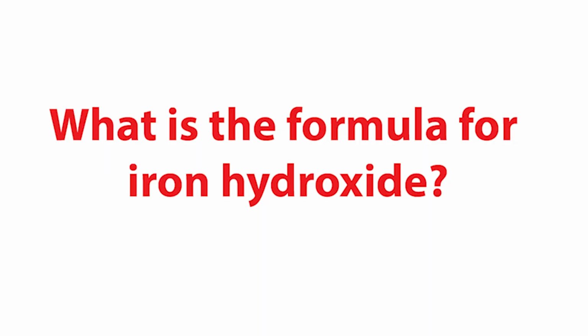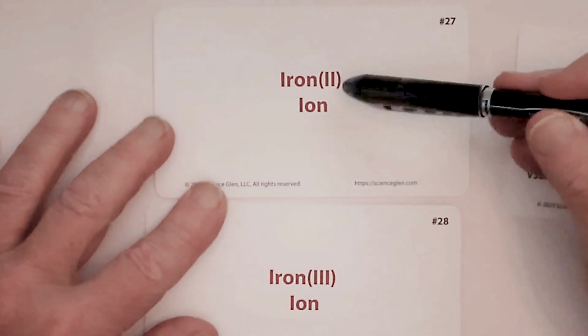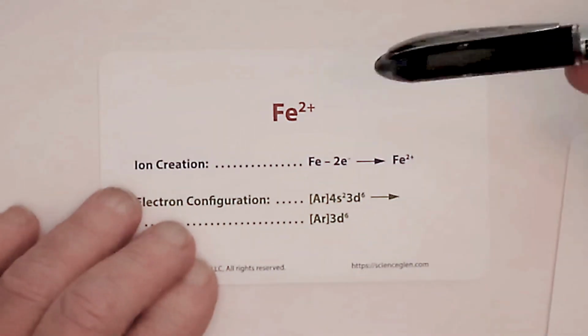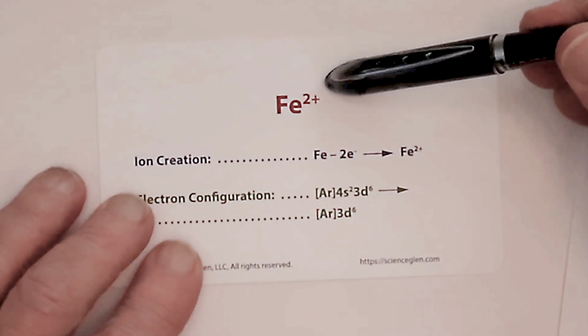So what do you think the formula is for iron hydroxide? Do you know? Well, if you thought which one, you're right. Because there's 2 of those too. There's an iron 2 hydroxide and there's an iron 3. Now let's look at iron 2 to start with, okay? So iron 2 is called iron 2 because it loses 2 electrons and has a charge of 2+. Simple enough.